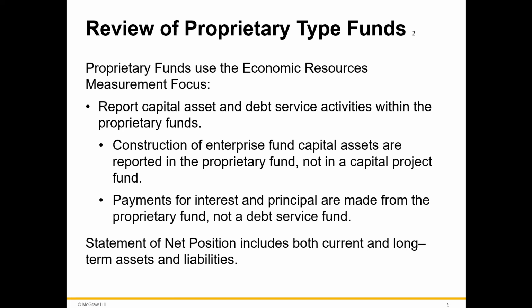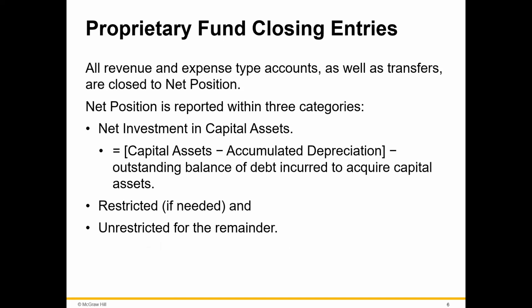Statement of net position includes both current and long-term assets and liabilities. All revenues and expense type accounts as well as transfers are closed to net position. You get your 3 categories: net investment in capital assets, restricted and unrestricted.